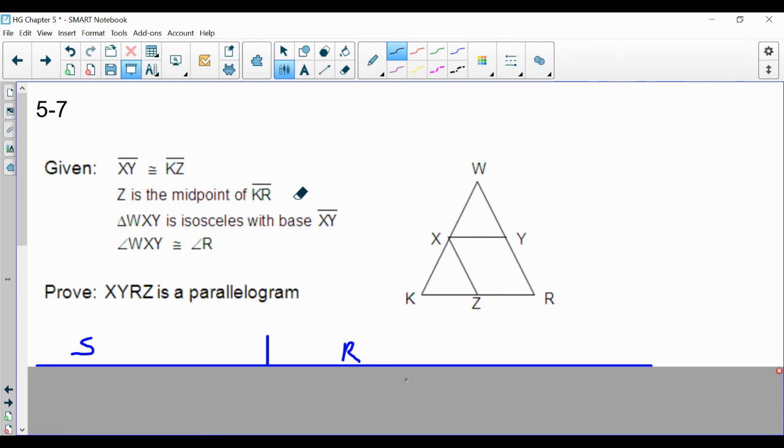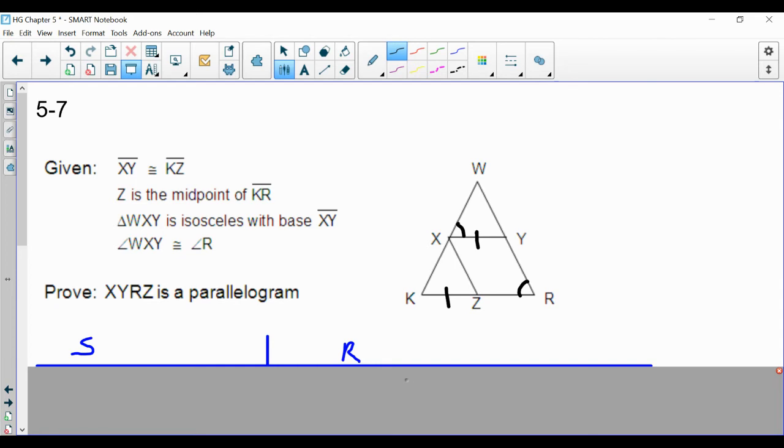So it tells us XY is congruent to KZ, and Z is the midpoint of KR. Triangle WXY, that top triangle, is isosceles with base XY, and then angle WXY is congruent to angle R. And we want to show that XYRZ, so this shape down here, is a parallelogram.